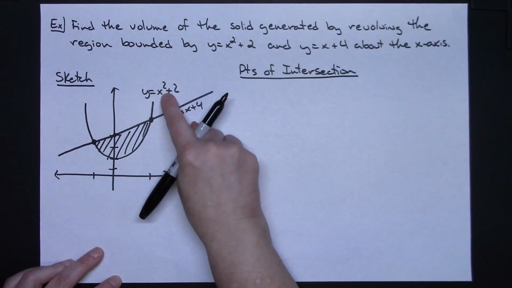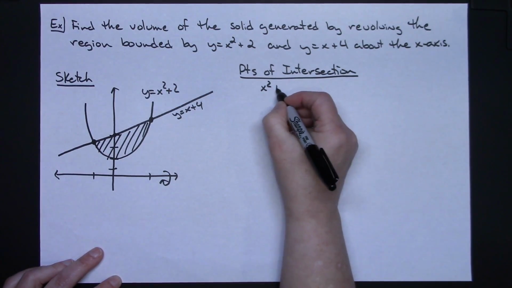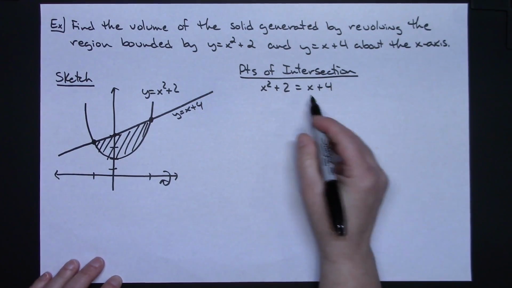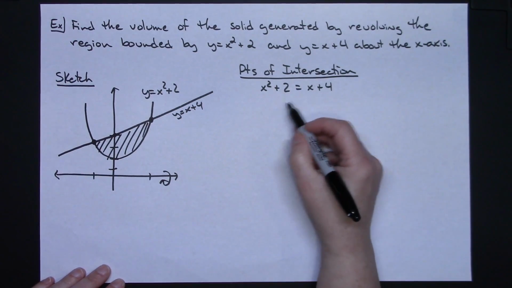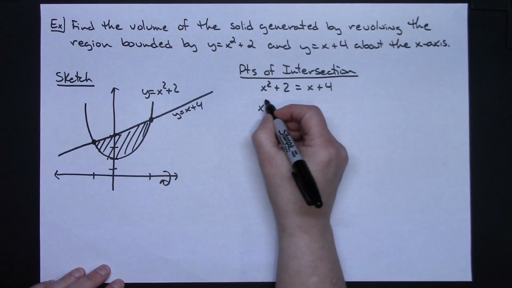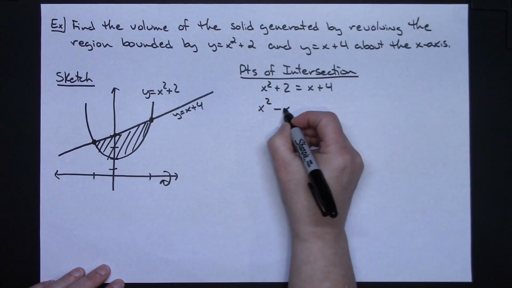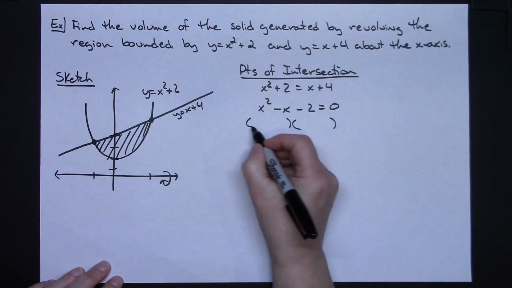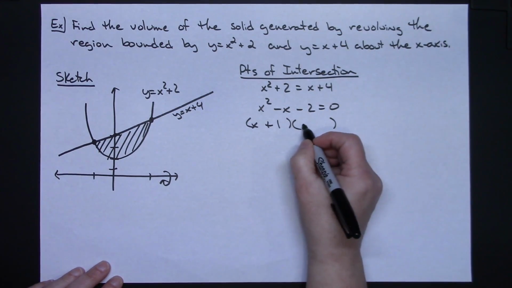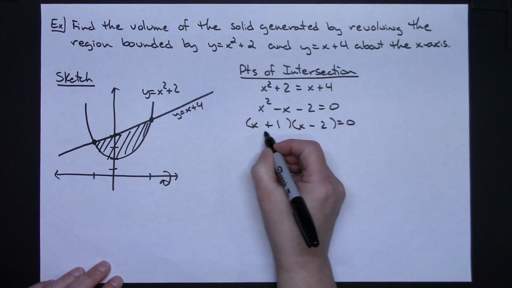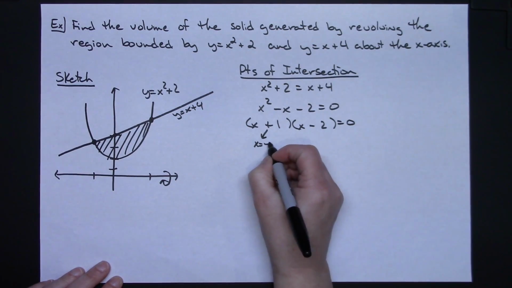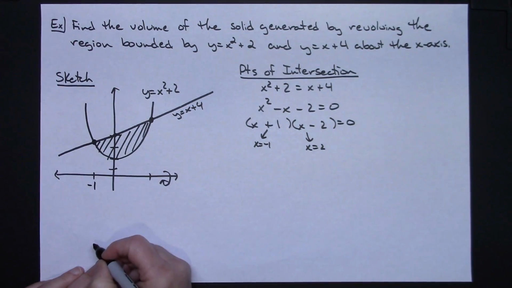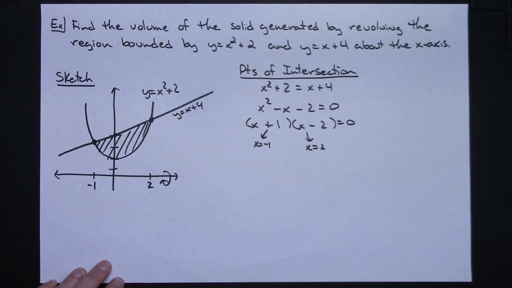So I'm going to take the x squared plus 2 and set that equal to the x plus 4. Looks like I'm going to have a nice little parabola here. If I move everything to the left, I'd have x squared minus x minus 2. This is going to factor pretty easily into x plus 1 and x minus 2. So that's giving me x equals -1 and x equals 2. So this intersection point is -1, this intersection point is 2.